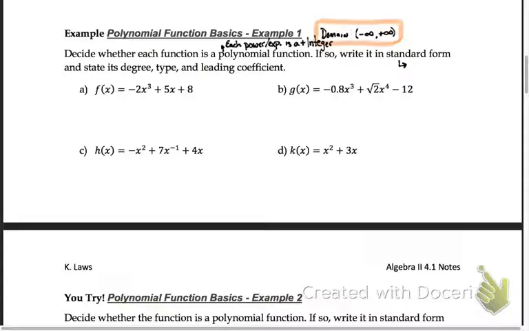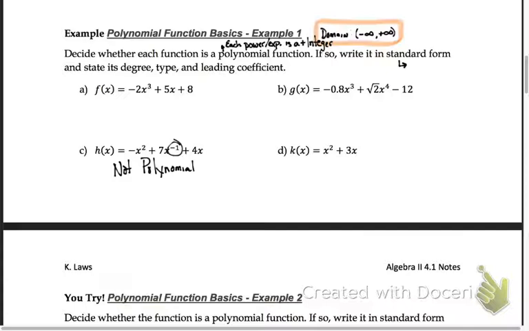So of my four, A, B, C, and D, which one automatically, before we even get started, is not a polynomial? B is a polynomial function, because the x isn't underneath the radical, I just have a number that is a radical. C. Why is C not a polynomial? Because of that negative exponent. Before I even get started, I know that C is not a polynomial because x is taken to the negative 1 power.